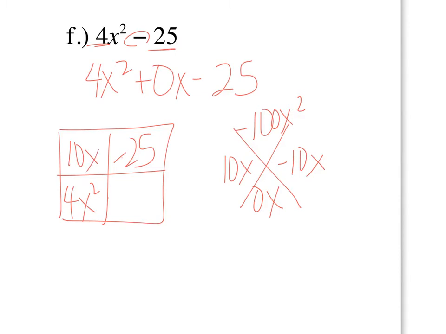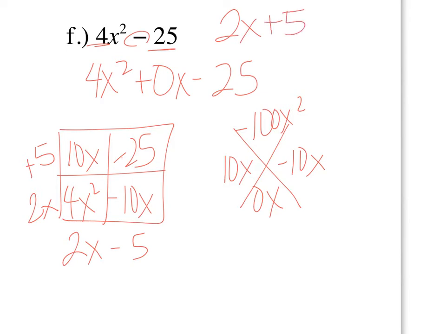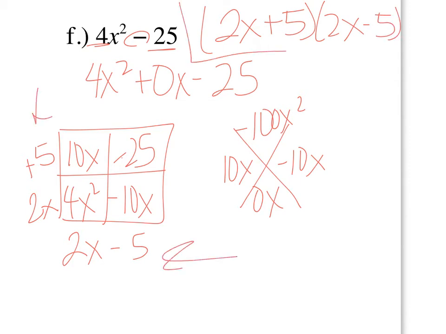You could continue to work this out, find the greatest common factors of the sides, or you could use that special factoring pattern. So you're going to take the square root of 4, which is 2, and the square root of 25, which is 5, so we could say this is 2x plus 5 and 2x minus 5, which is the exact same thing that we got right here. So you have a couple ways of going about it.